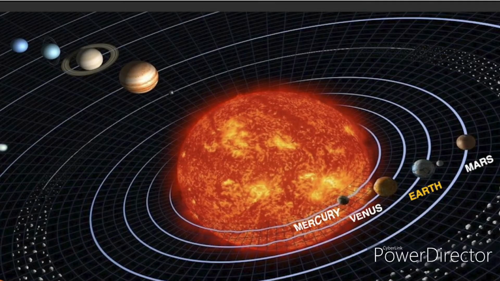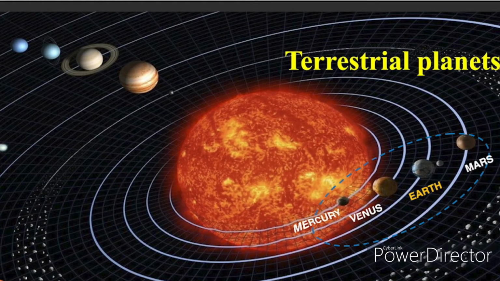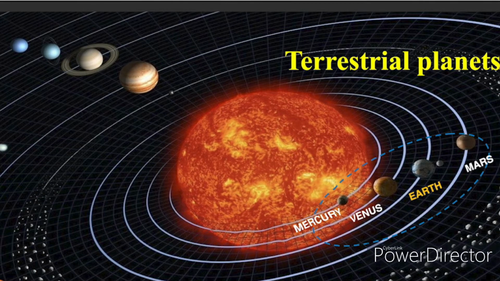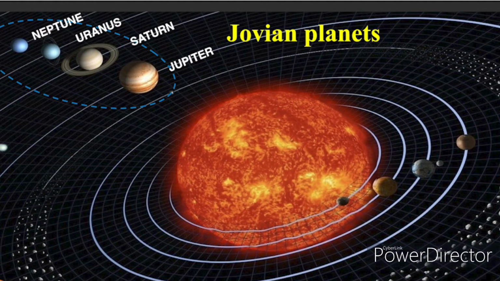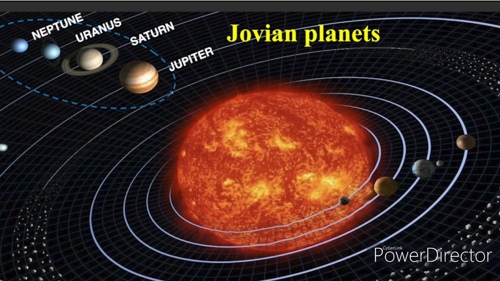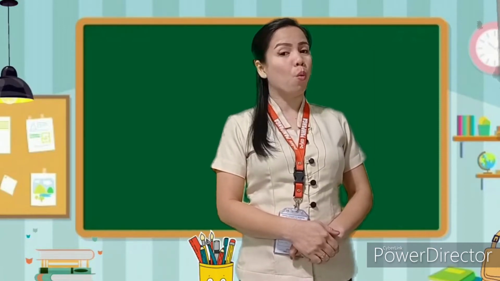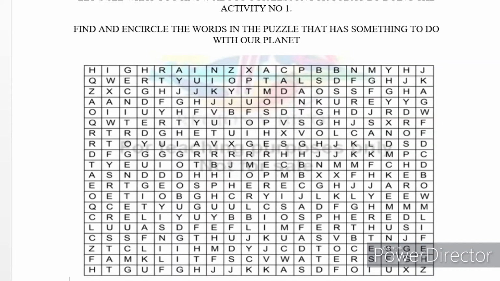4 smaller inner planets, Mercury, Venus, Earth, and Mars, are terrestrial planets, being primarily composed of rock and metal. The 4 outer planets are giant planets, also known as Jovian planets, being substantially more massive than the terrestrials. At this point, let us find out what you already know about our new lesson through a crossword puzzle in activity number 1. Find and encircle the words in the puzzle that has something to do with our planet.